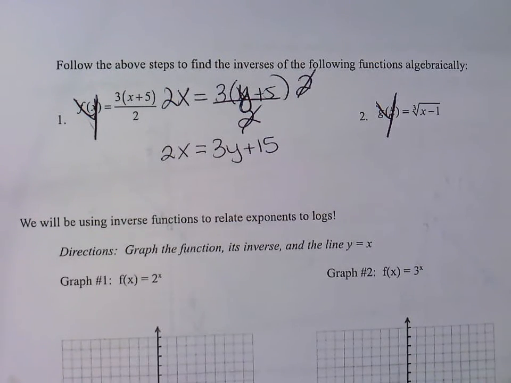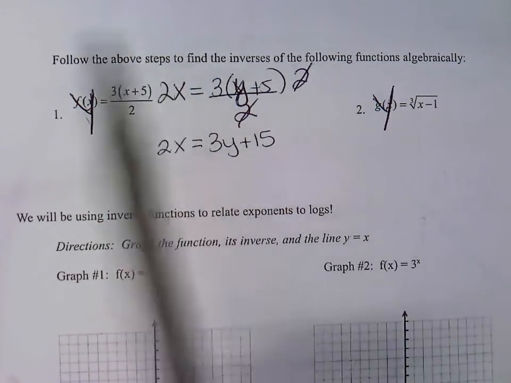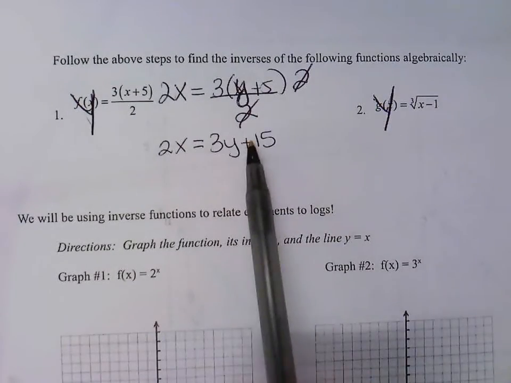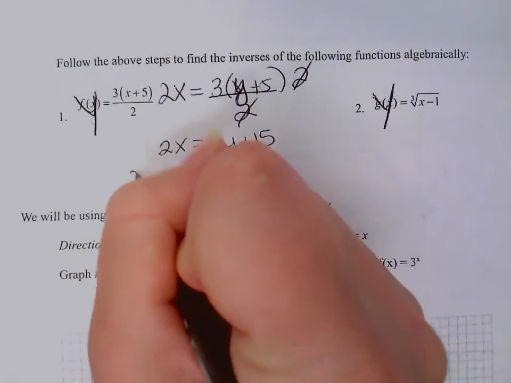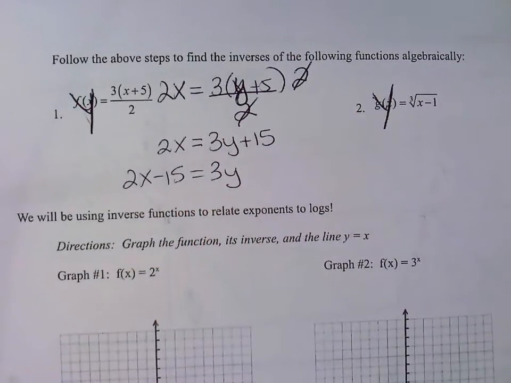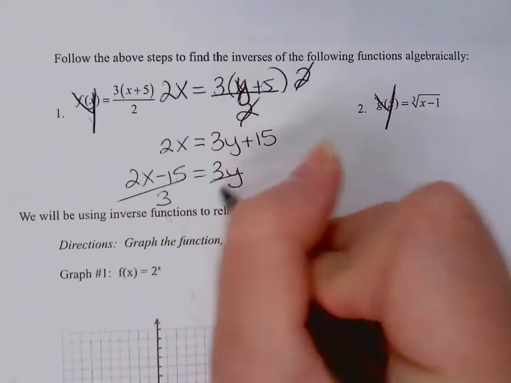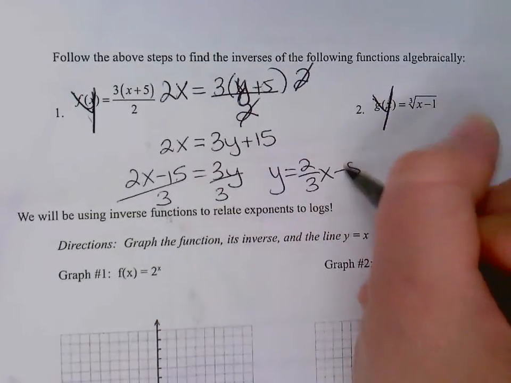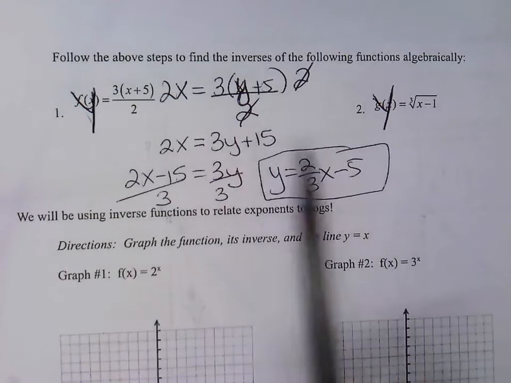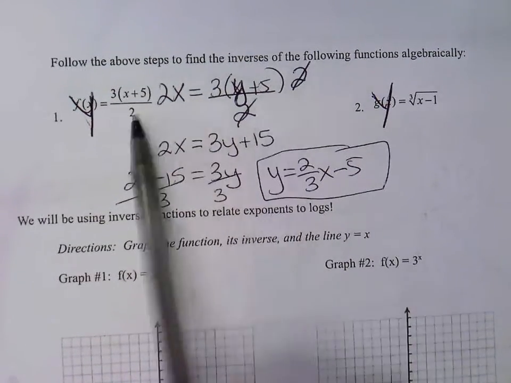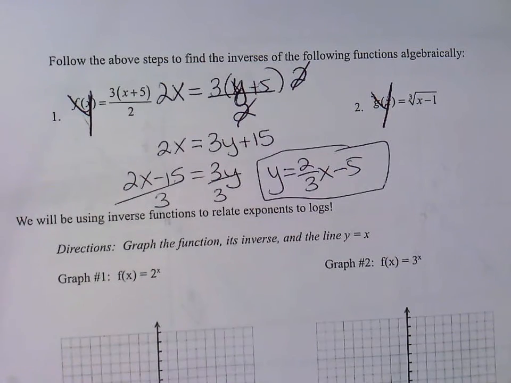You don't have to distribute the 3. You could actually divide by 3 right away and have 2/3 x over here if you wanted to. But now I'd have to subtract 15, right? 2x minus 15 equals 3y. And then I would have to divide by 3. So my final answer should be 2/3 x minus 5. See how at this step, if you just divided by 3, you'd have 2/3 x and then just subtract 5. You'd get the same answer.